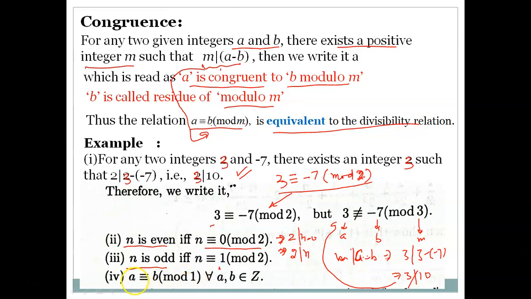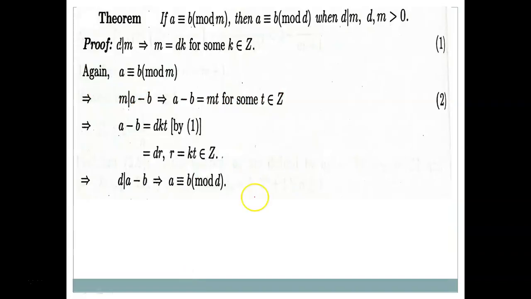So you can say a, since 1 divides a minus b, whatever a or b you can consider, that is why a congruent to b mod 1 is always true. This is one simple property. You can say that if a is congruent to b mod m and a is congruent to b mod d, then d divides m, and d and m are greater than 0, both positive integers.